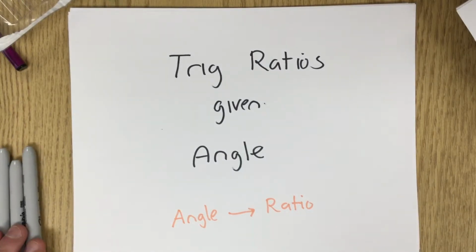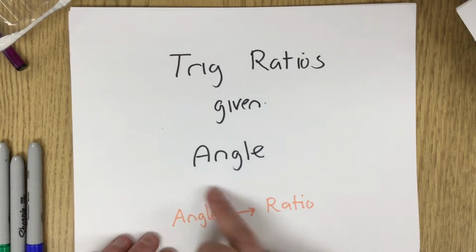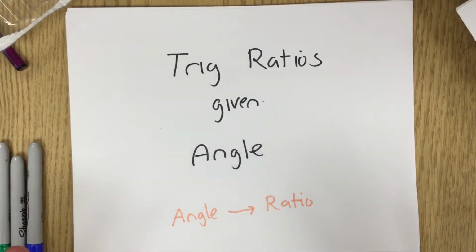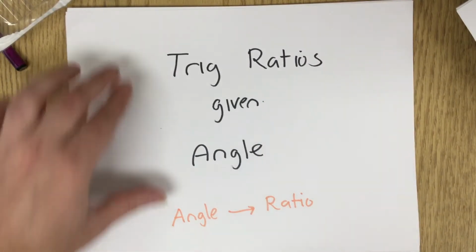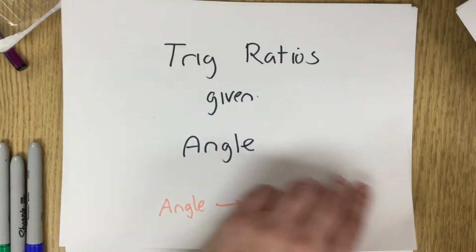What we're going to be doing now is figuring out how, given an angle, to find the ratio. So it's ratios given an angle. You're going to be given an angle, and you have to figure out what the appropriate trig ratio is. We're going to have to define something pretty important first, though.